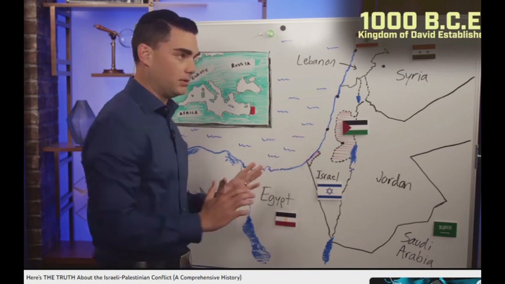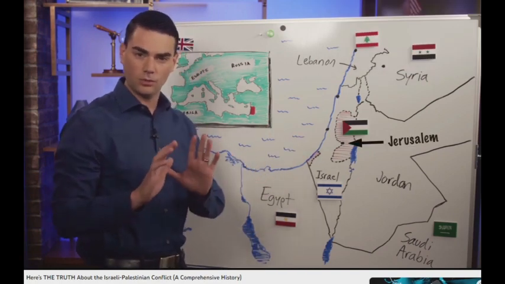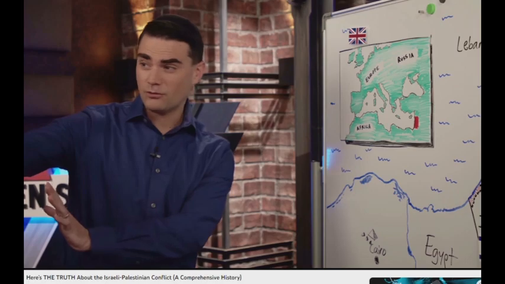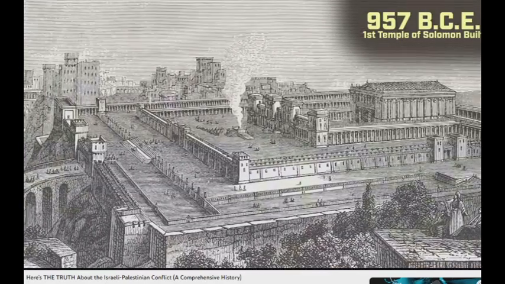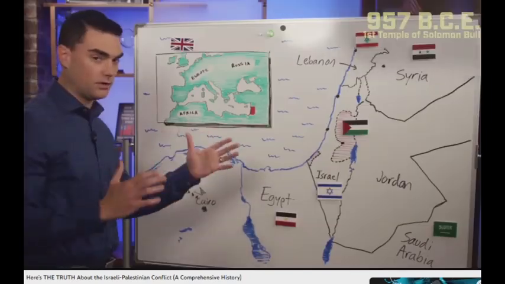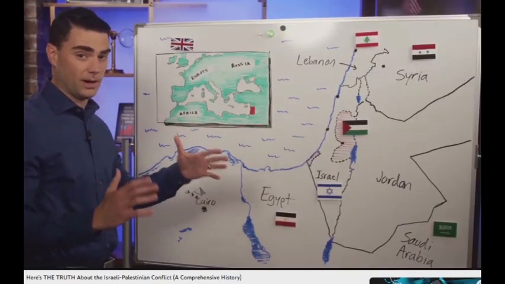Jerusalem is the capital, right? This is the first time that Jerusalem matters in world history. Remember, still 1,000 years before Christ. By 957 BCE, the first temple of Solomon is built in Jerusalem. Now remember, this is still a good 1,600 years before the rise of Islam.